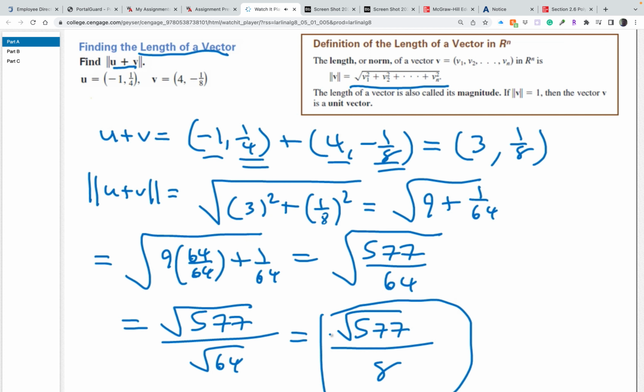And so this is going to be the length of the vector u plus v, which we obtained by adding the vectors u and v, and then of course we found the length using our definition for the length of a vector, in this case in R2.